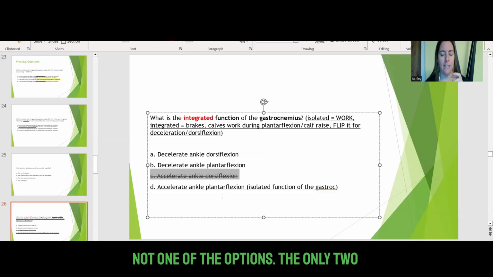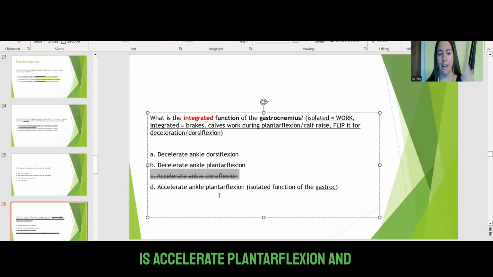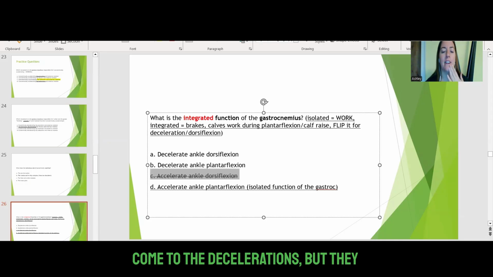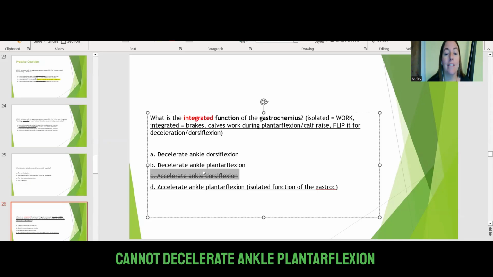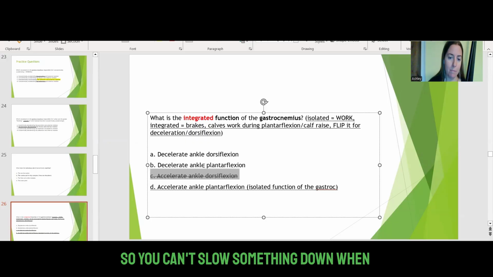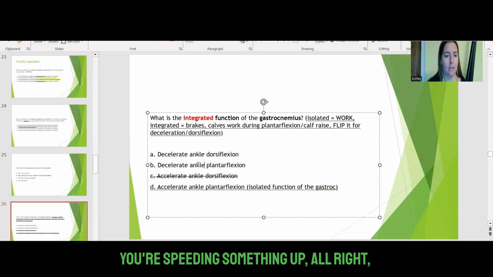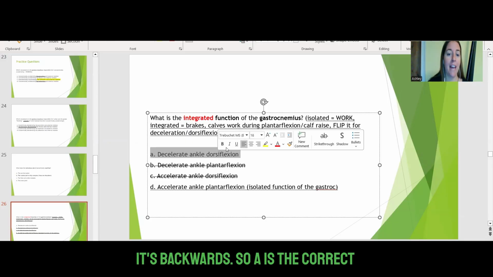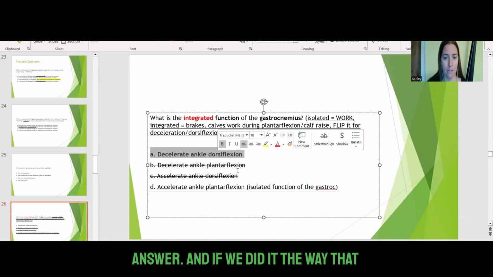The only two things that the calves are going to do is accelerate plantar flexion and decelerate the opposite. So we need to come to the decelerations, but they cannot decelerate ankle plantar flexion because that's when they're contracting. So you can't slow something down when you're speeding something up. All right, so that one is out because it's wrong. It's backwards. So A is the correct answer.